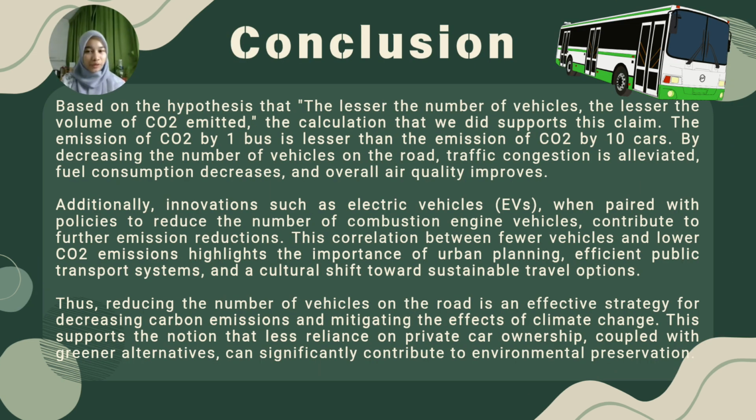Okay, next, conclusion. Based on the hypothesis that the lesser the number of vehicles, the lesser the volume of carbon dioxide emitted, the calculation that we did supports this claim. The emission of carbon dioxide by one bus is lesser than the emission of carbon dioxide by 10 cars. By decreasing the number of vehicles on the road, traffic congestion is alleviated, fuel consumption decreases, and overall air quality improves.